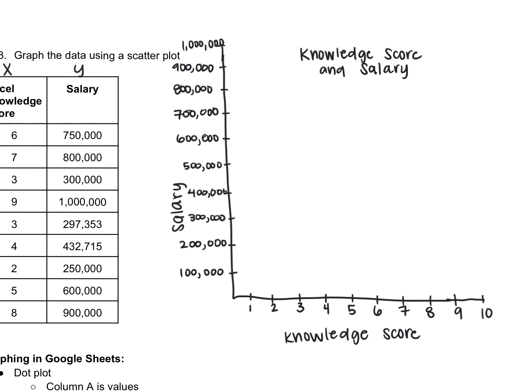Now I just start plotting them like they're points. So I have an Excel knowledge score of 6 with a salary of 750,000. So I treat it as if it's a point. Then I have 800,000.